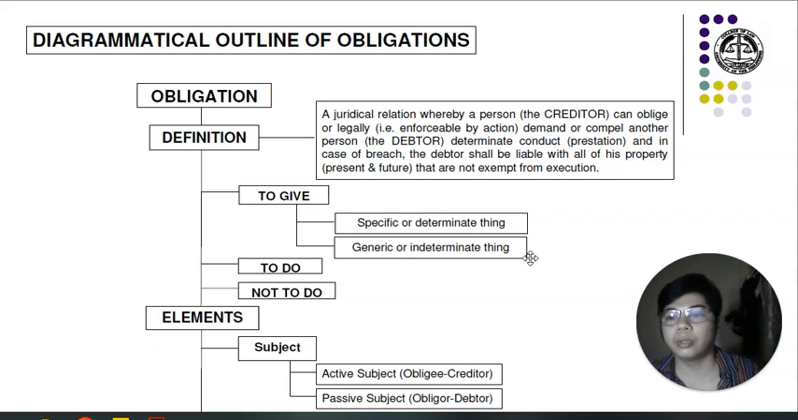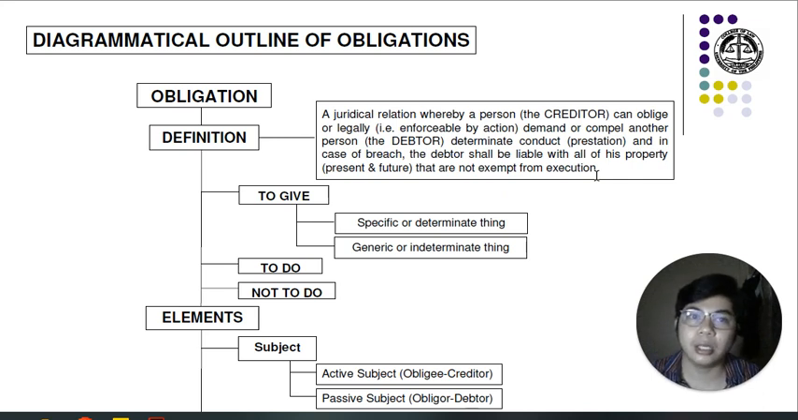Okay, class. So now we will start on the formal topics, which is the law on obligations and contracts. First, we will start on law on obligation. So we will start in Article 1156. Okay, so here we have the definition of what is an obligation.